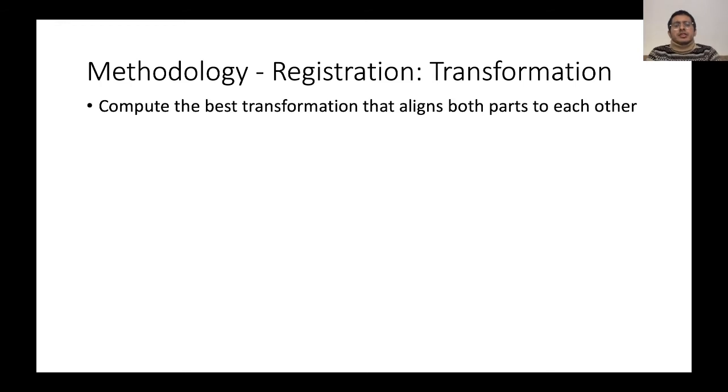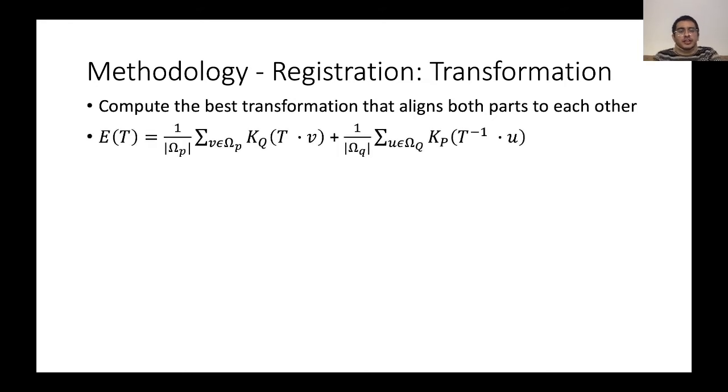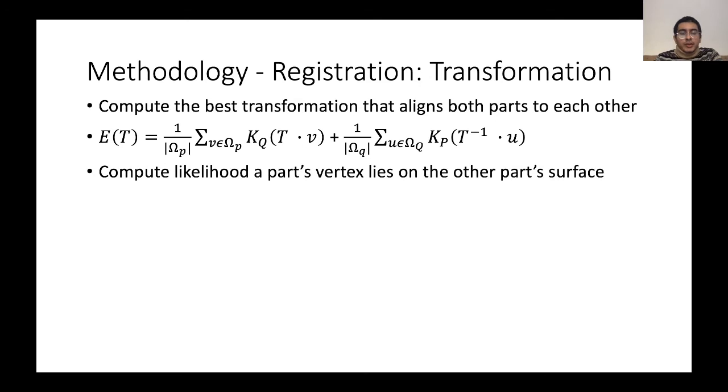So afterwards, the next issue is how would you compute the best transformation that would align both of these parts together on the surface. This is done by function EFT. The whole idea about EFT is that for each vertex in both parts, part P and part Q, you check if a transformation applied to them would align it onto the other part's surface. For example, for part P, you would take part P's vertices, transform them by T, and check if these align onto the FCF of part Q.